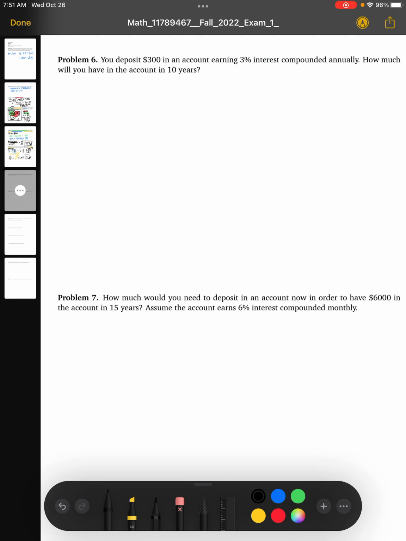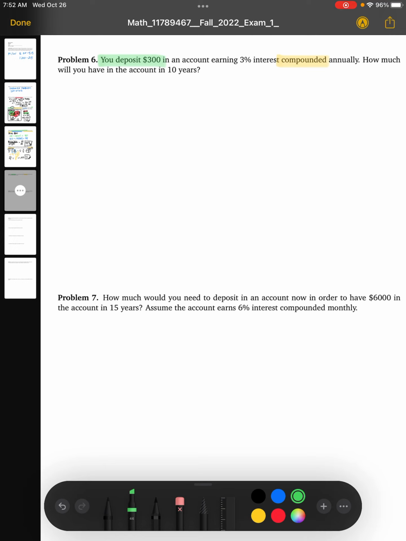So let's take a look at problem 6. You deposit $300 into an account earning 3% interest compounded annually. How much will you have in the account in 10 years? So the first thing you have to do here is choose your formula. There's a couple clues here. I have compound in the problem, so I know it's going to be compound interest. I am making one deposit, so I know it's not going to be an annuity. Annuities have multiple deposits. Compound interest savings accounts just have one big deposit.